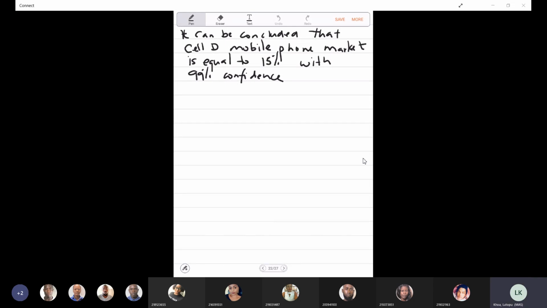But I do want to see the conclusion matching what you have worked out and what it means, not in a statistical way. So if somebody reads, oh, okay, so cell D does have a market of 15% or something like that, so that laymen can understand what it is you are saying, and then how confident you are. You're 99% confident, or say 1% level of significance.